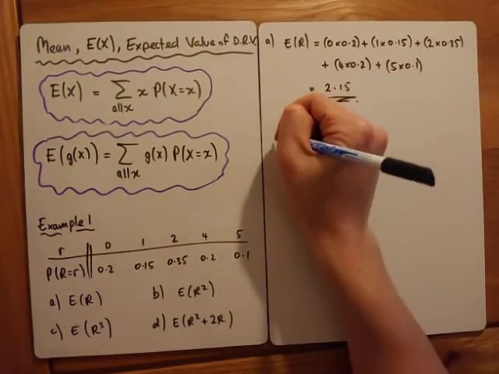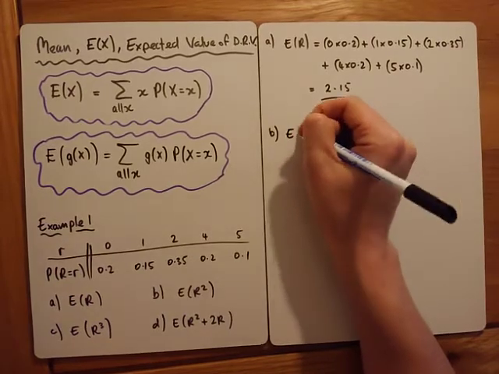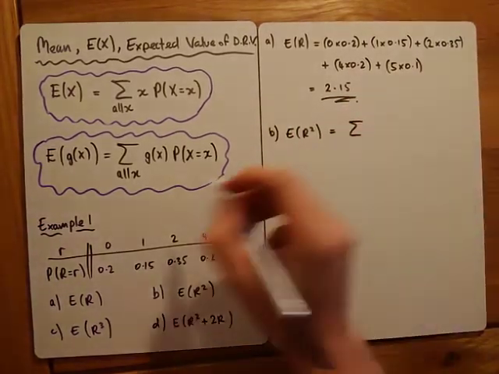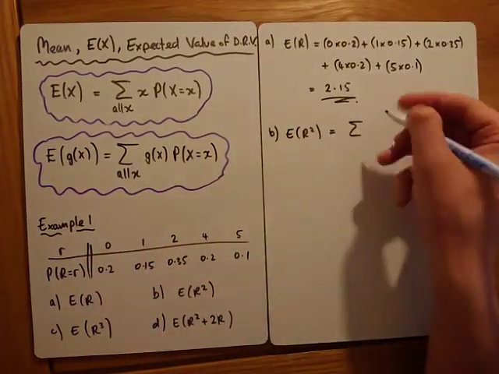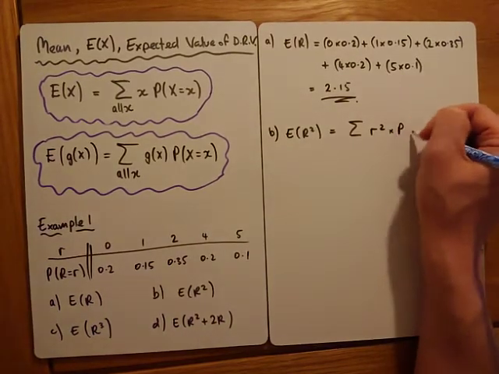The next thing then, this is where it's slightly different. So if you want to get the expected value of r squared, the function that we're working with in this question is r squared. So it would be the sum of r squared times by the associated probability.